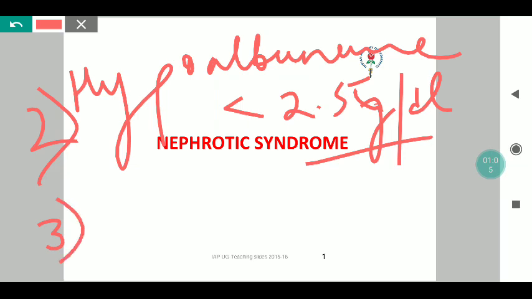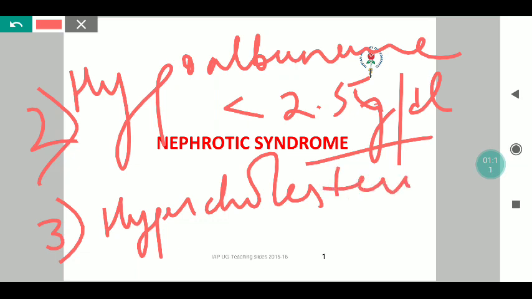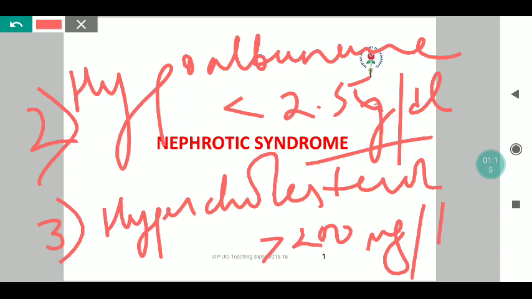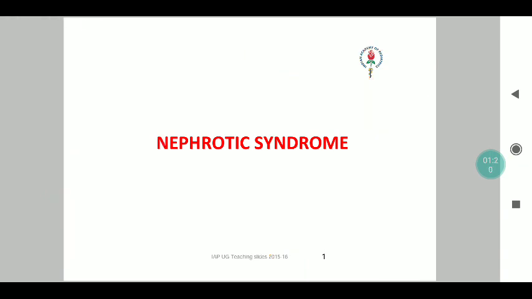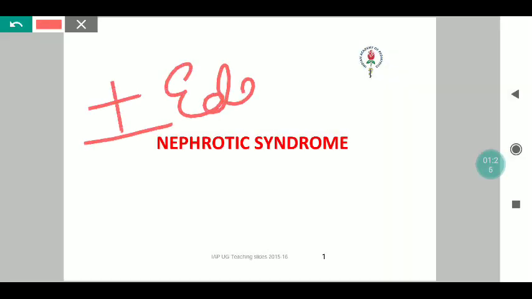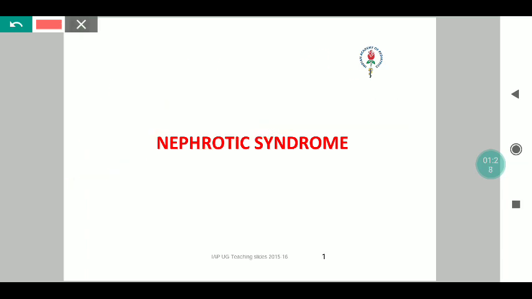The third component of the triad is hypercholesterolemia, more than 200 milligram per deciliter. So this is the basic triad of nephrotic syndrome. Nephrotic syndrome may or may not have edema. But because it is a triad, like I said, there are three components.